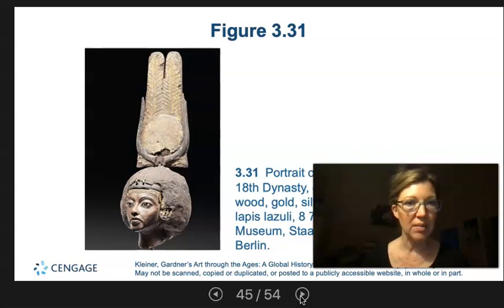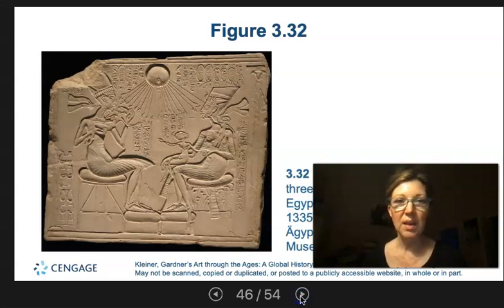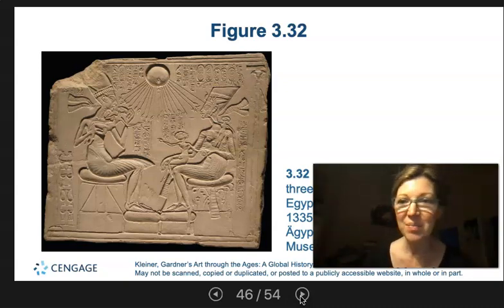Portrait of Taye. Okay, in this two-dimensional carving of Akhenaten and Nefertiti and three daughters, the only thing that is not unusual about it is the subject. The pharaoh is shown wearing the double crown. So much else has been questioned in this artwork, so it would be a great discussion piece.